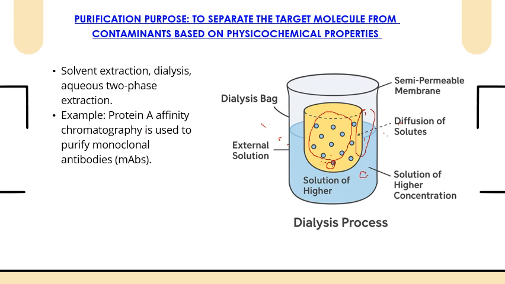or salt solution. Due to the concentration gradient between the bag and the membrane, the small solutes like urea or ammonia ions or ethanol can diffuse across the membrane into the surrounding buffer. This diffusion will continue until we reach what we call equilibrium. That's the balance, reducing the concentration of the small molecules inside the bag.